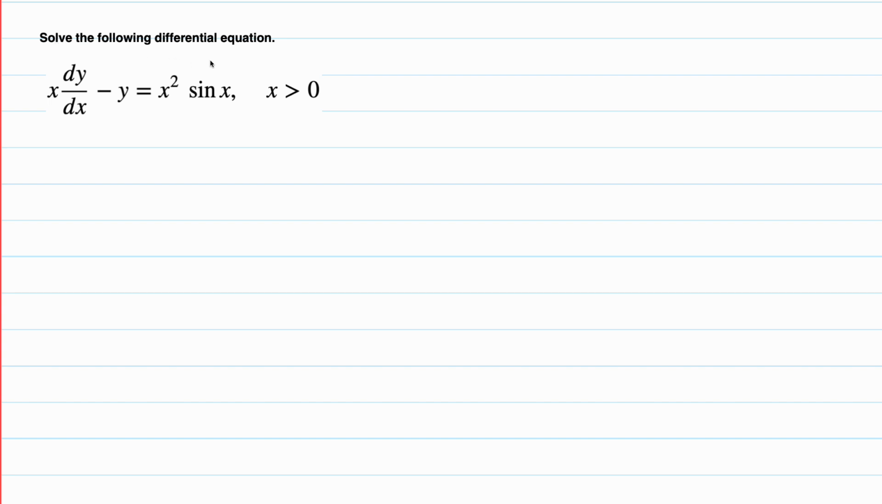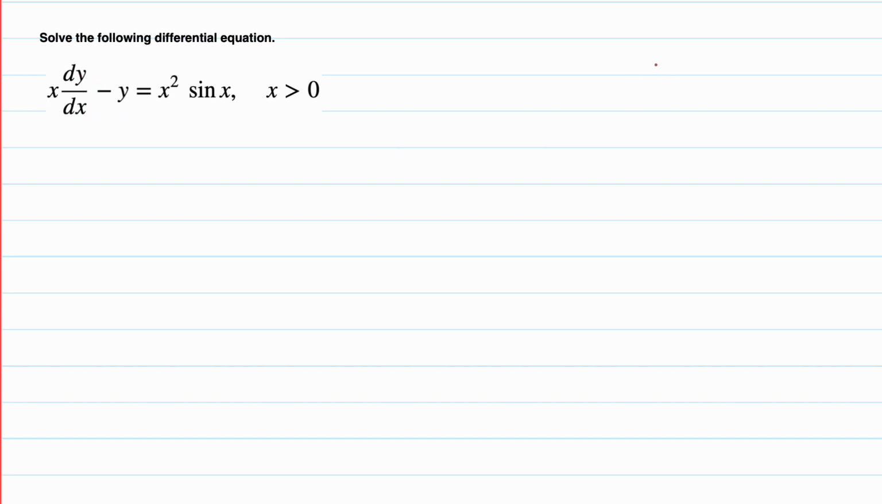Solve the following differential equation. So we got dy over dx, that means y is the dependent variable and x is the independent variable. Solving means we are trying to figure out what the function y is. We need to find y in terms of x. Okay, so y here and the derivative here.